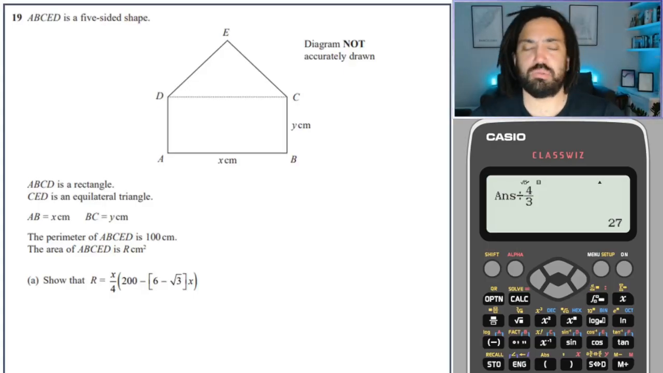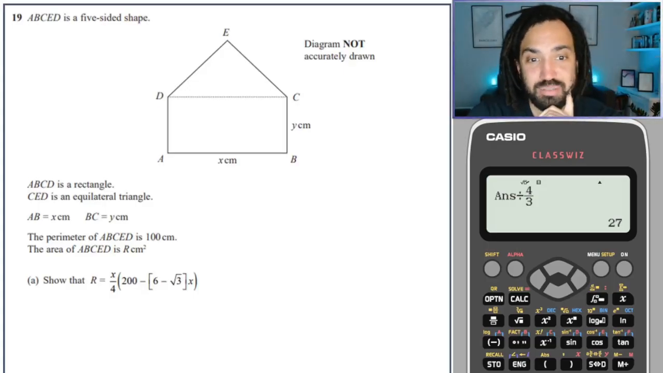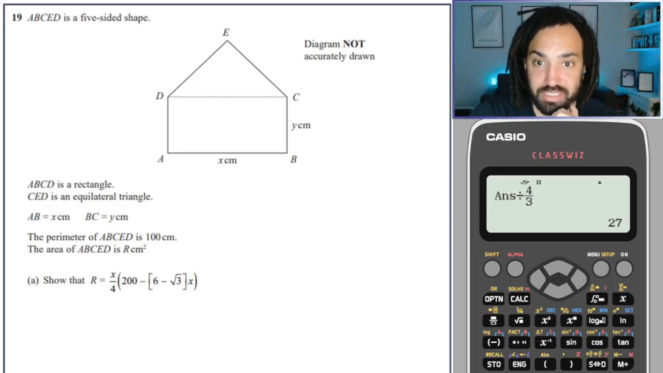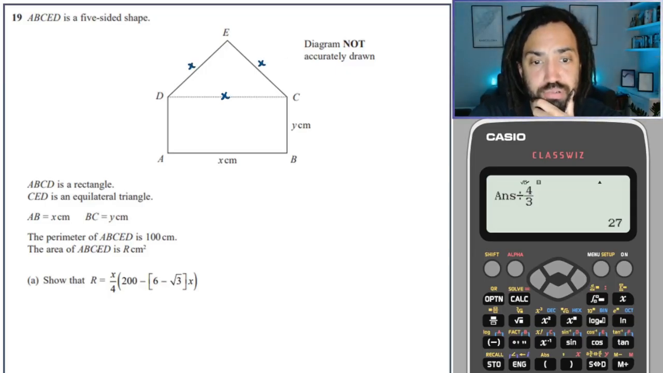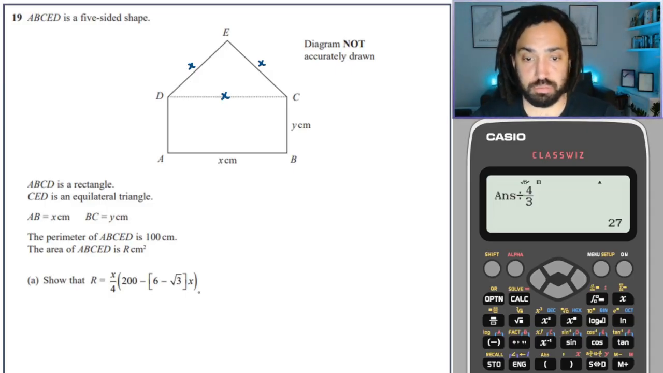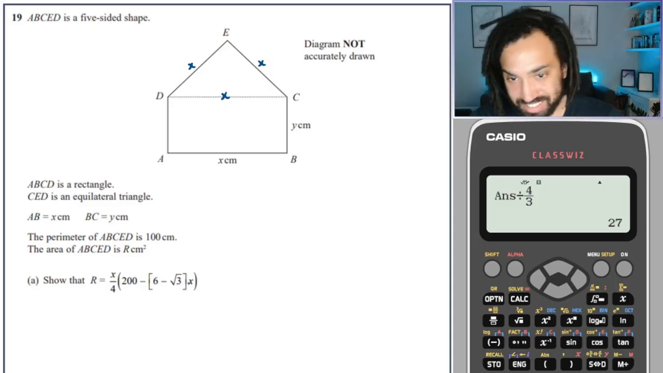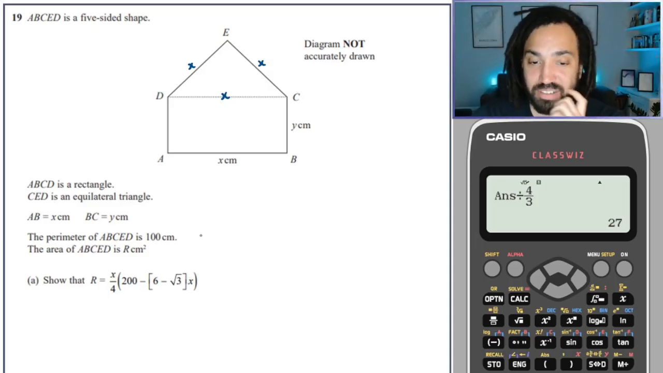Okay, back again. Oh, another tricky one. We've got a rectangle and an equilateral triangle. So that means that that's x, and that's x, and that's x. The perimeter of A, B, C, E, D, so the whole shape, is 100, and the area of the whole shape is R. Show that R is equal to a given expression. Oh, okay, fine, fair enough. Yeah, this is just a GCSE paper. No, it's not fair, fine, yeah, okay.